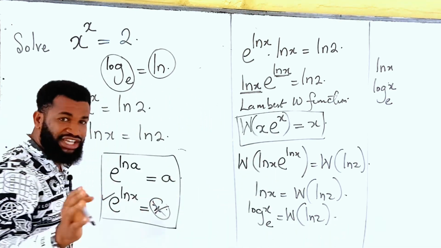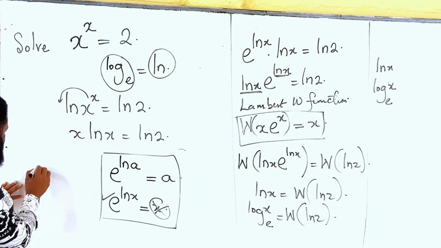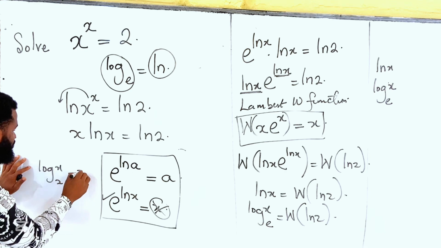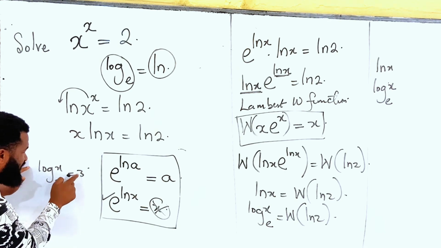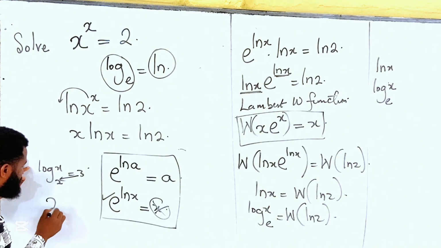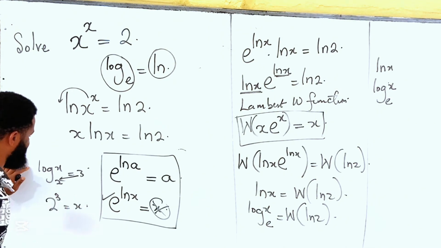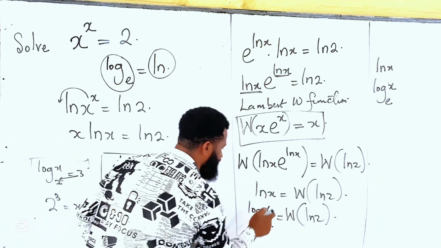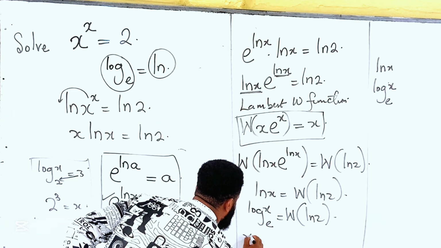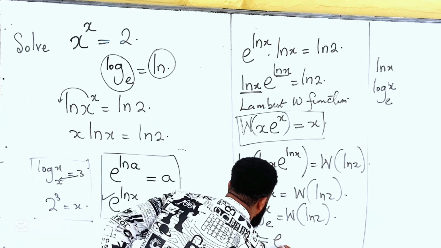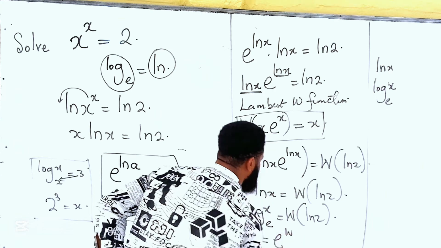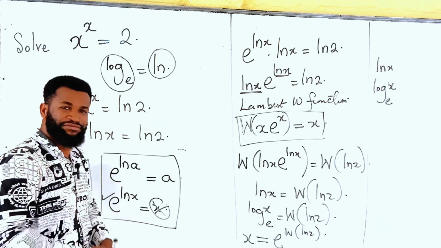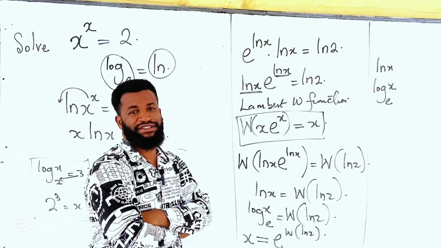Now, remember what you did in secondary school. If you have log x base 2 equal to 3, what do you do? You carry the base on top, and you have 2 raised to the power 3 is equal to x. Let's do it here. So this simply means that x is equal to e to the power of the W function of ln 2. That is the value of x. I'm sure this is correct, and I'm sure you understood it.